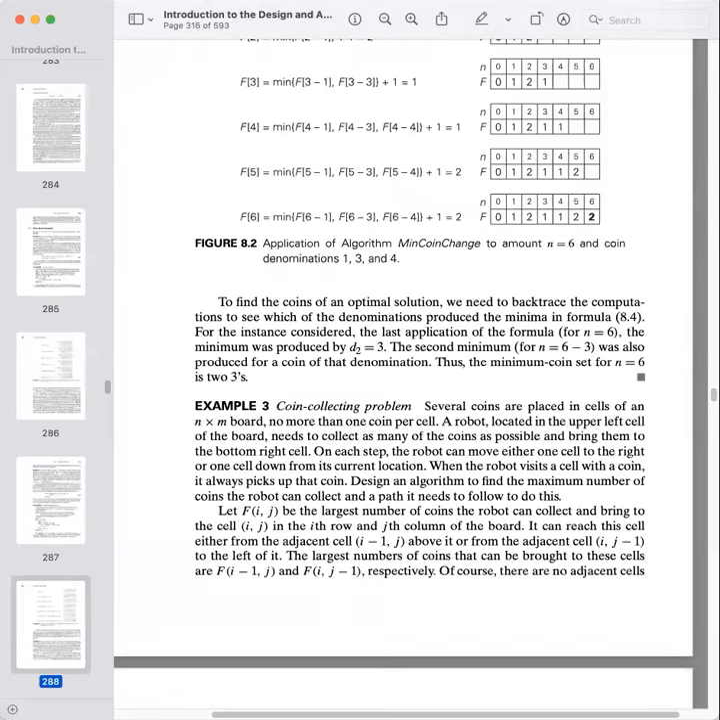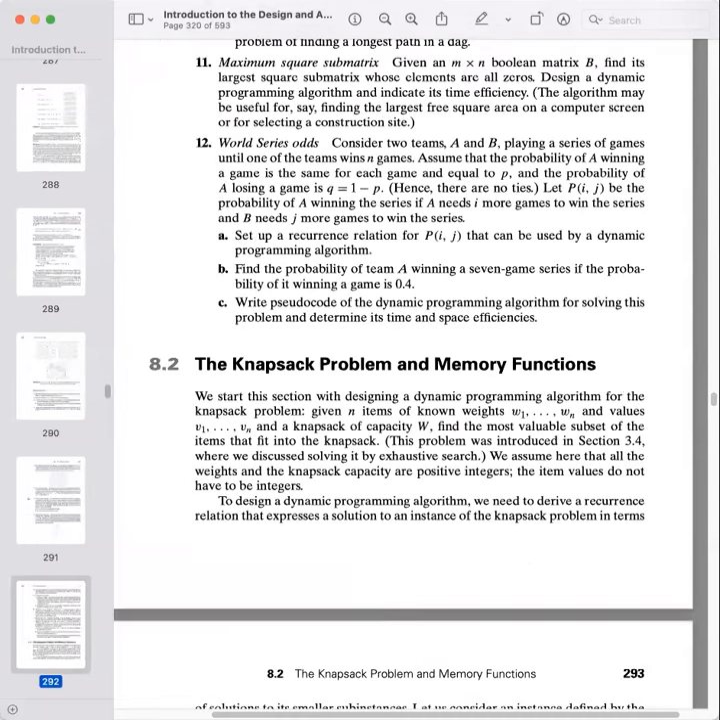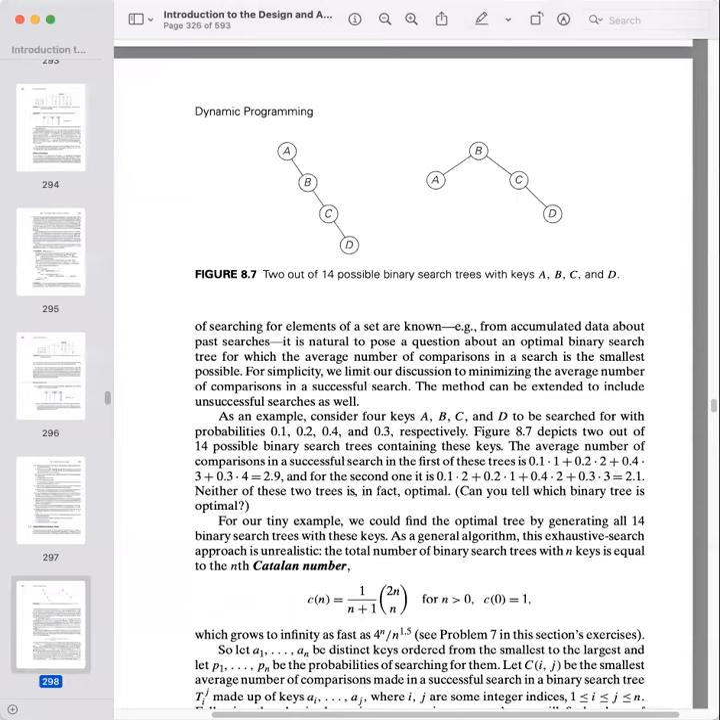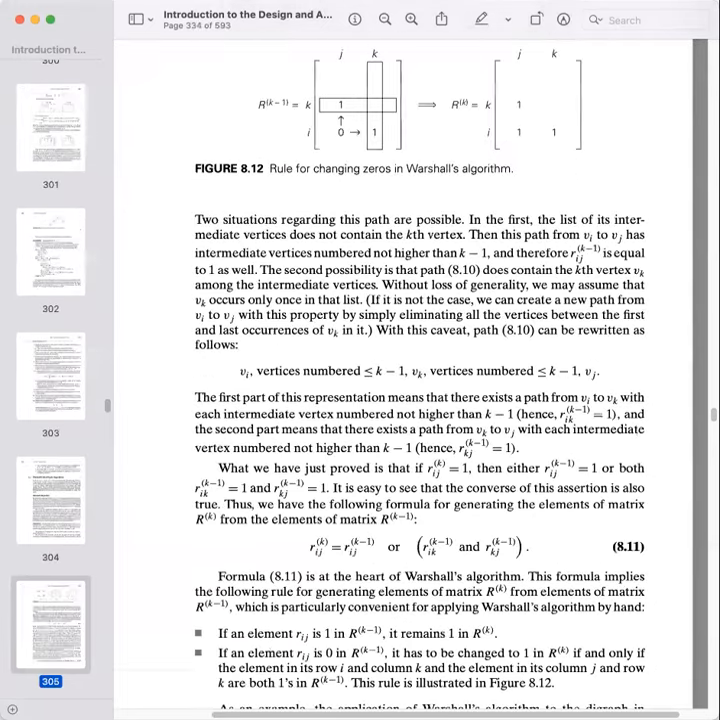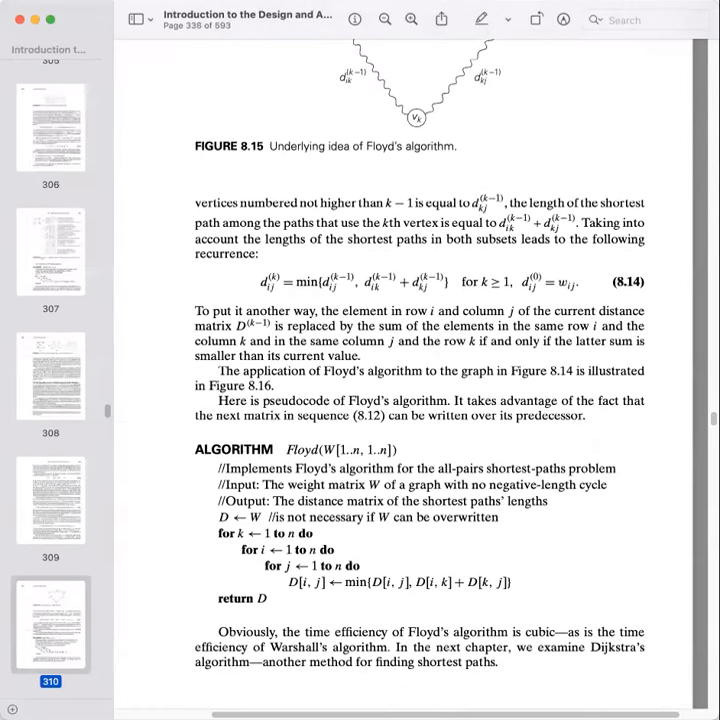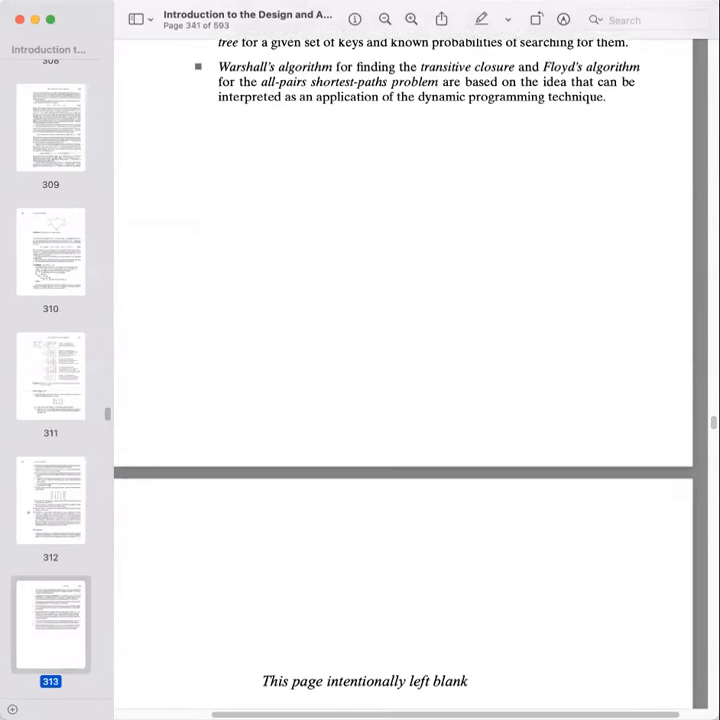Chapter 8, we skipped entirely, so nothing to worry about with chapter 8. Again, in the summer, if you're bored and have time, it's a good chapter. Nothing wrong with that at all. It just didn't meet our particular needs in this class.